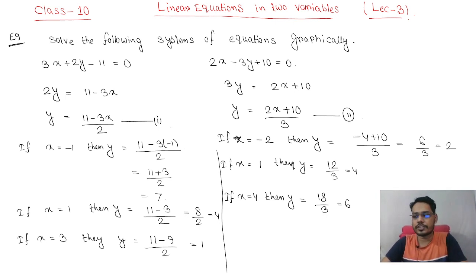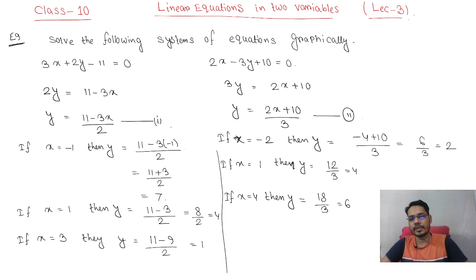First equation, that is 3x plus 2y minus 11 equals 0. From here you can find y equals 11 minus 3x by 2. And the second equation, 2x minus 3y plus 10 equals 0, then y equals 2x plus 10 by 3. In the first equation, if you put x as minus 1, y will be 7. If x is 1, y is 4. If x is 3, y is 1.